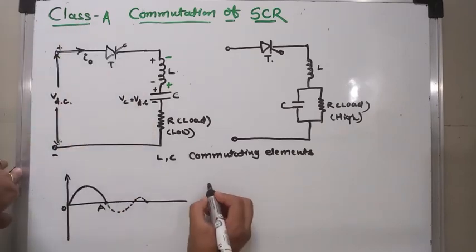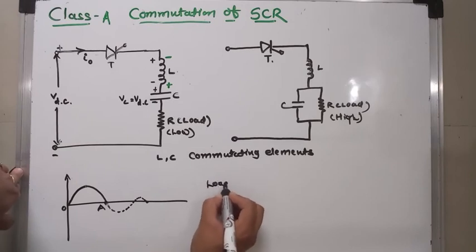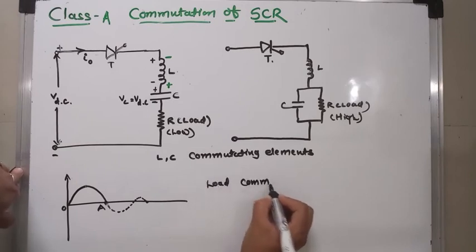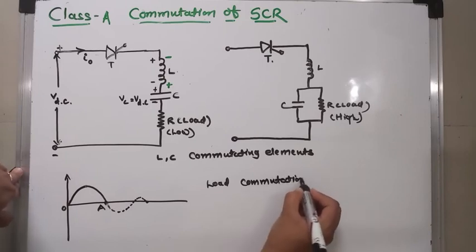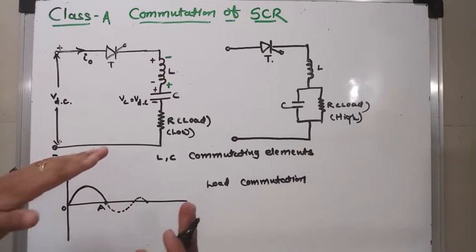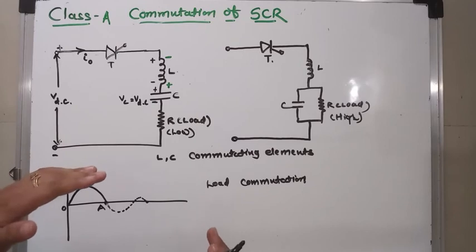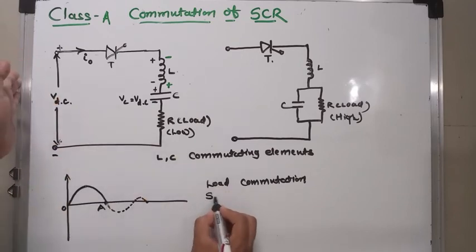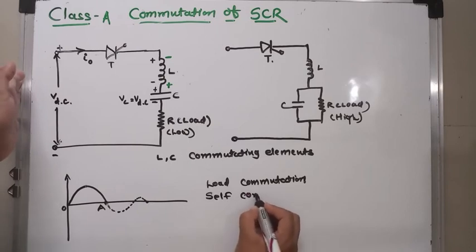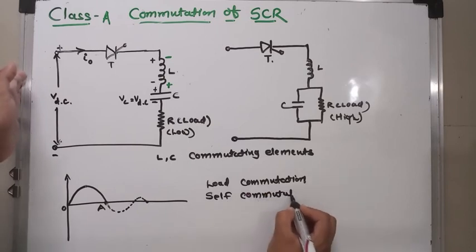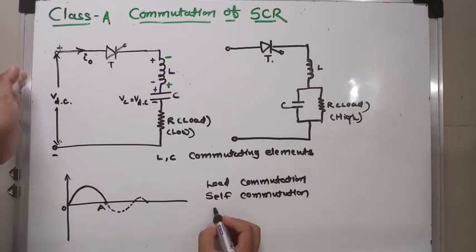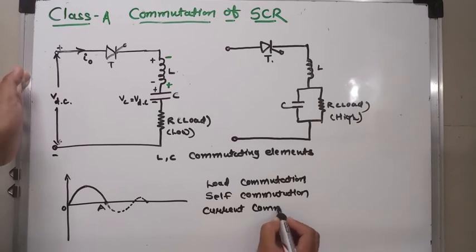Class A commutation is also referred to as load commutation, as the thyristor is turned off by the load current. It is also called self commutation, as well as current commutation. Hope you understand.